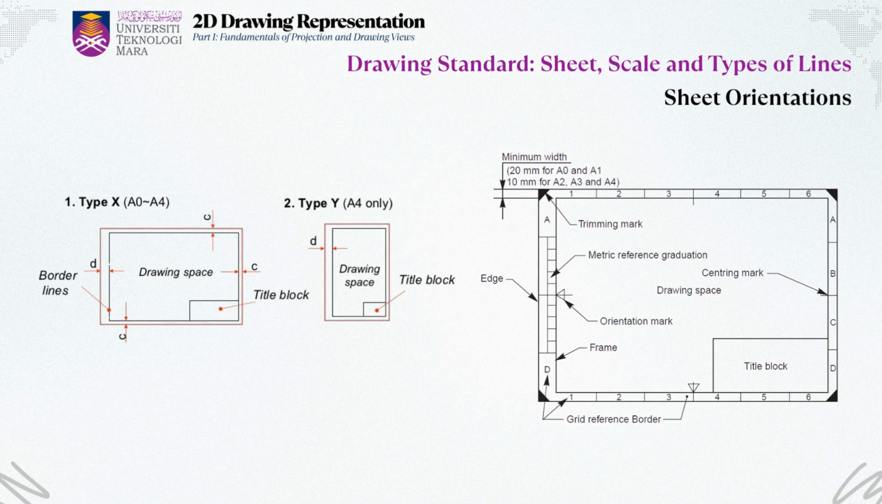On the right side of the slide, we see a detailed layout of a standard drawing sheet. This includes important elements like the title block, drawing space, and frame lines. Margins are set to specific widths, usually 20 mm for A0 and A1 sheets, and 10 mm for A2, A3, and A4 sheets, ensuring consistent spacing across different paper sizes. Additional features like grid reference borders, trimming marks, and orientation marks help guide printing, cutting, and referencing within the drawing. These standards ensure clarity, consistency, and professionalism in all technical documentation.